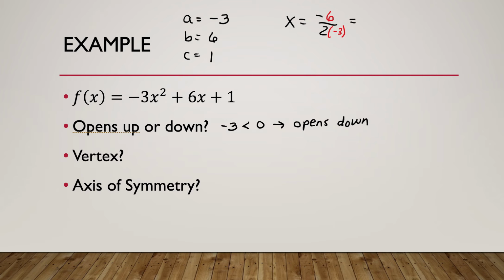So I have a negative 6 on the top, and 2 times negative 3, I have a negative 6 on the bottom, which is equal to 1. So my vertex has an x value of 1. Now I need to find the y value that goes with it.